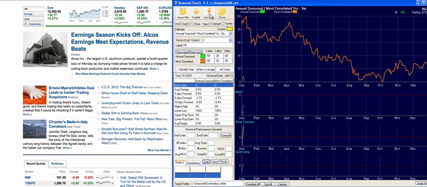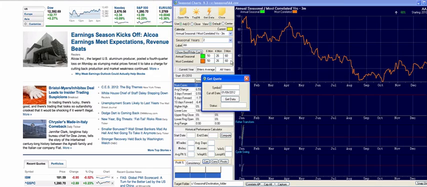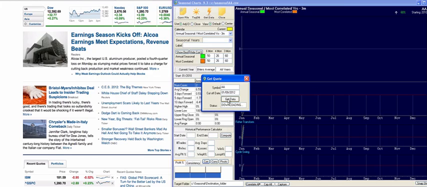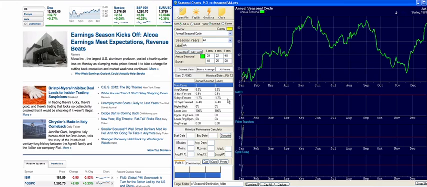So the first thing you do is you can use our seasonal software to get the Alcoa data, which is the information from Yahoo, and you can see that this data is all the way from 1963, so we have 50 some years of data, and the normal seasonal is up, okay?